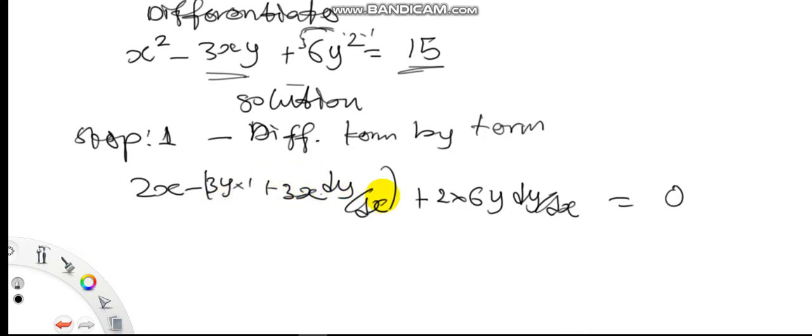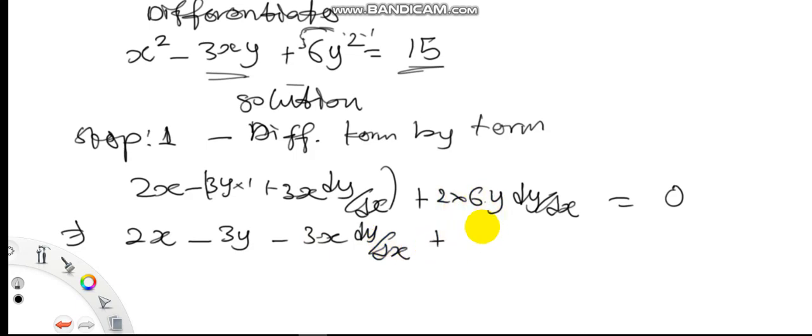So we can go on and now simplify this further. This would imply 2x minus 3y minus 3x dy dx plus 2 times 6 is 12y dy dx, equal to 0. So now we can collect our like terms to make dy dx.